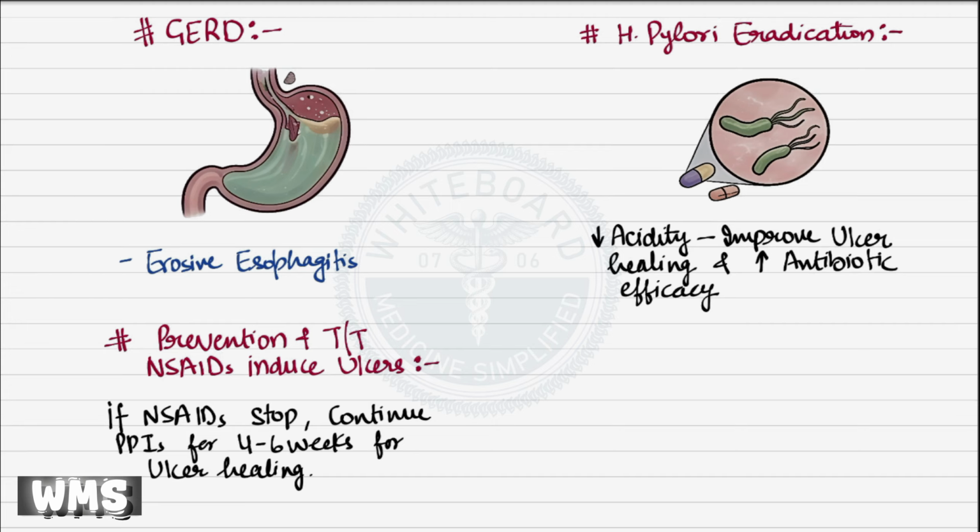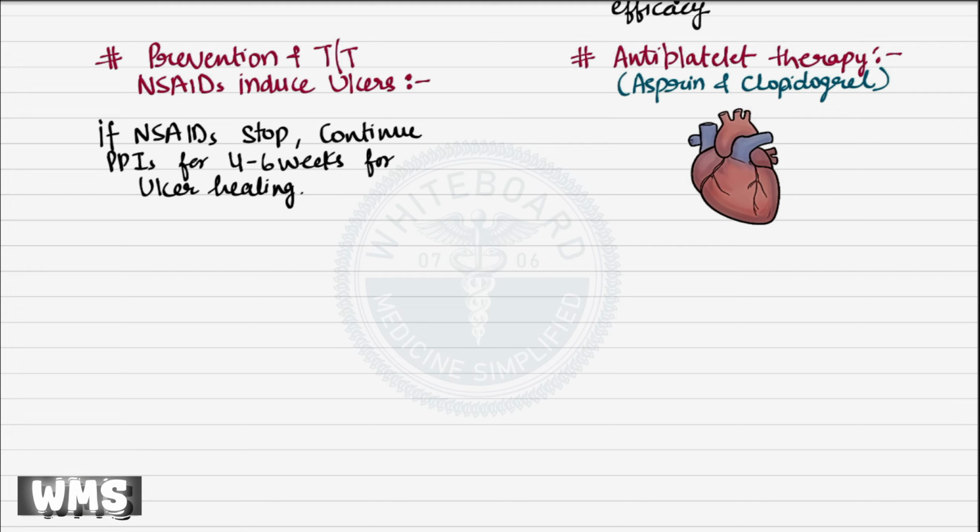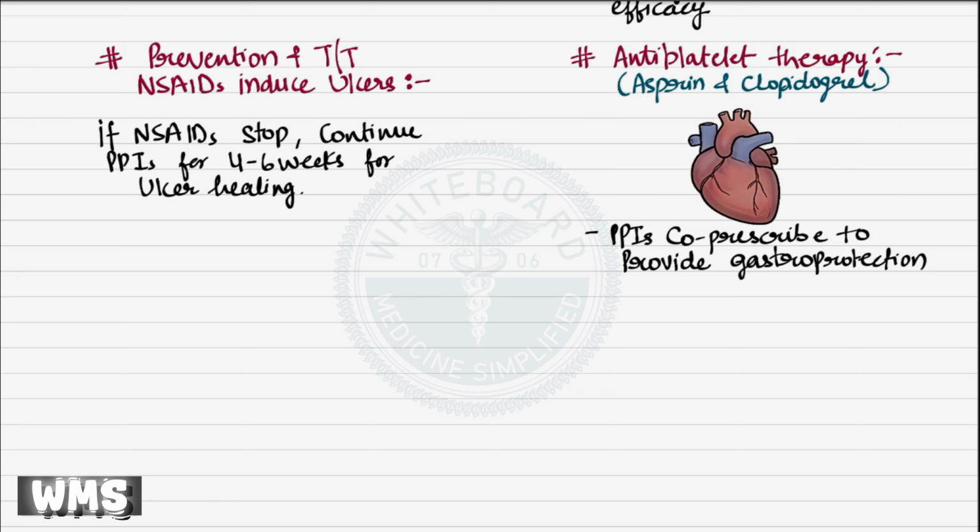Another important clinical application of PPIs is their use alongside antiplatelet therapy, particularly with drugs such as aspirin and clopidogrel. Since these medications increase the risk of gastrointestinal irritation and bleeding, PPIs are often co-prescribed to provide gastroprotection, especially in patients with a prior history of peptic ulcer disease or GI bleeding. Therefore, in many cardiovascular patients, PPIs play a crucial supportive role.